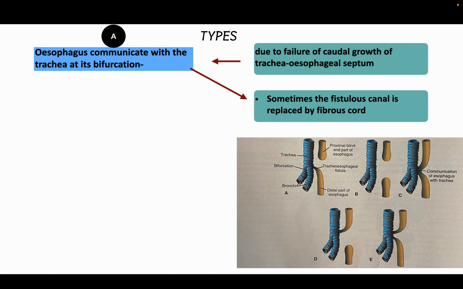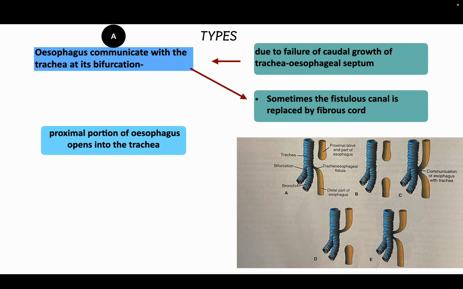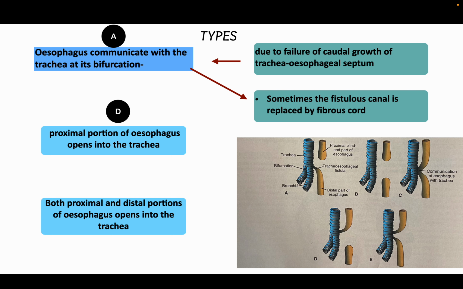Sometimes the fistulous canal is replaced by a fibrous cord. So this change is happening, and the diagram is showing this change. And basically in 90% of cases, this type of tracheoesophageal fistula is seen. This diagram is taken from your standard textbook. The proximal portion of the esophagus opens into the trachea. So that is the second type. You can see in diagram D, the proximal portion of the esophagus is opening into the trachea.